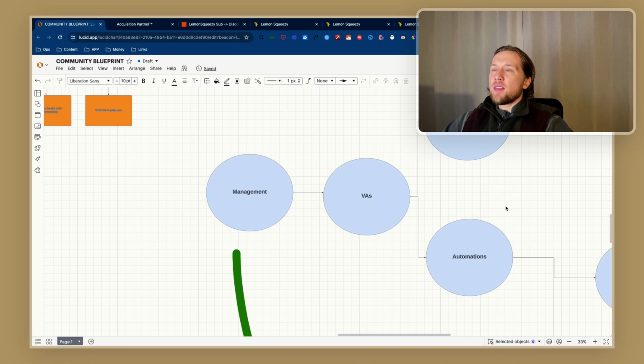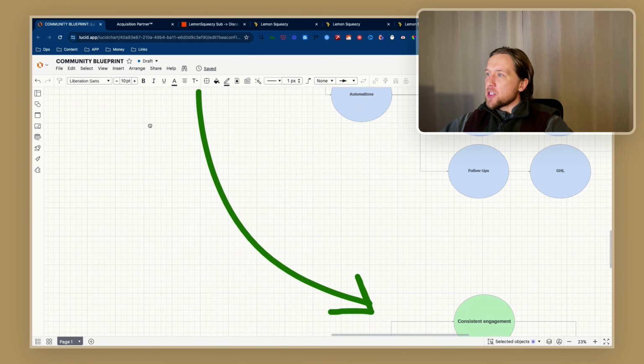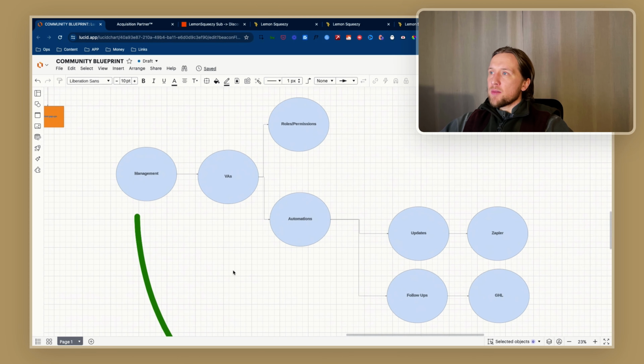Okay, so next things to look at with a successful paid community is management and retention. All right. So if you don't manage your community properly, if you don't continually add new resources or build engagement within the community, what you're going to find is that your level of retention is very, very low.